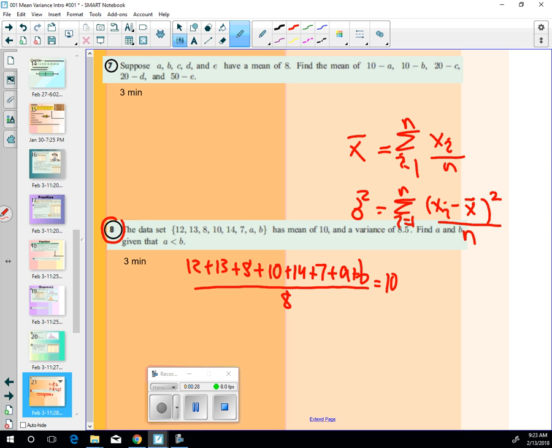So what is this sum here? This is 20, 20, 40, 50, 64. What's 64? Well, it's going to be 64 plus A plus B is equal to 8 times 10. So do you see how A plus B is equal to 80 minus 64? A plus B is just going to be equal to what? 16.